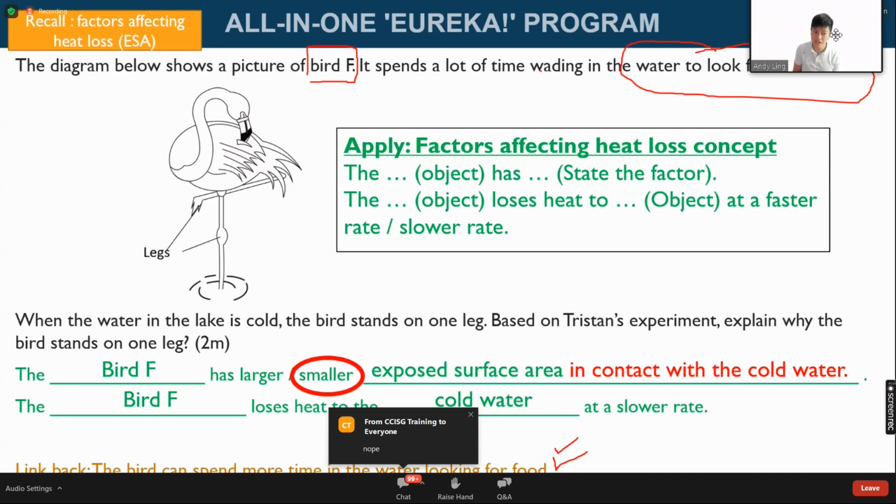So remember linking back? We are going to link back to looking for food. All right. So you can spend more time looking for food. And will there be a higher chance for the bird to find food? Yes, it can. Wow, this is a very, very tricky question.